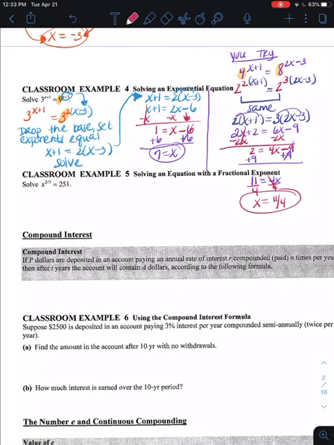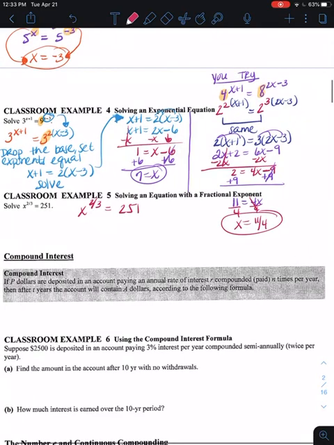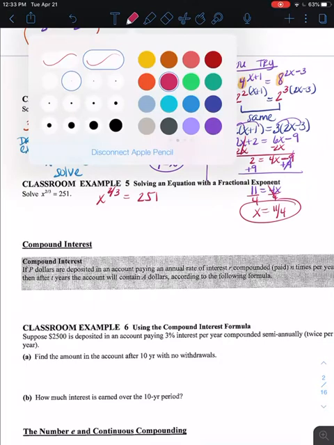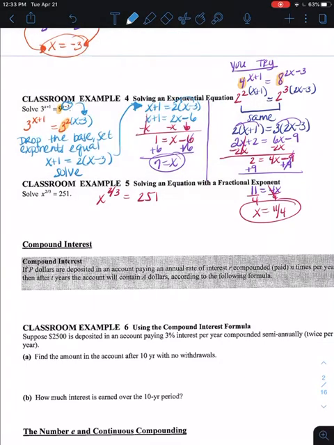All right. Moving on to example 5. Solve an equation with a fractional exponent or rational exponent. My goal is to get x by itself. So x to the 2/3 equals 251. Well, to get x by itself, all I need to do is to get rid of that 2/3. Well, what number can I multiply by 2/3 to get rid of it? And the answer is the reciprocal.